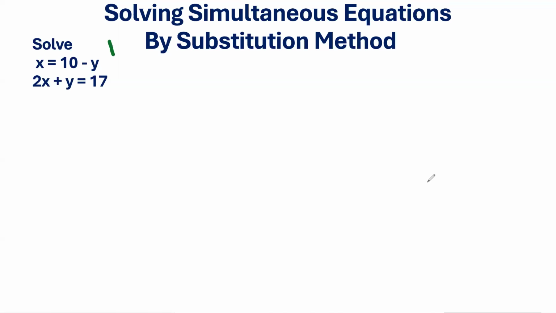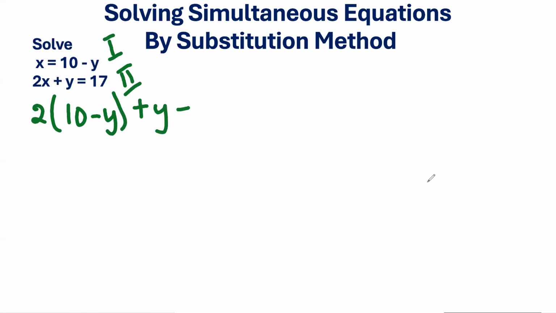This is equation number 1 and this is equation number 2. Equation 1 is giving you the value of x. x is equal to 10 minus y. Substitute this value of x in equation number 2. Equation number 2 is 2x. In place of x, just substitute the value 10 minus y, plus y is equal to 17.